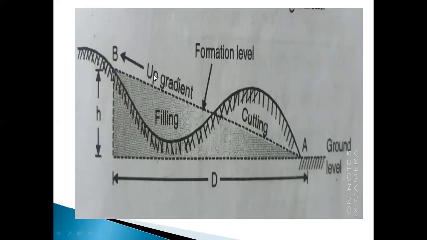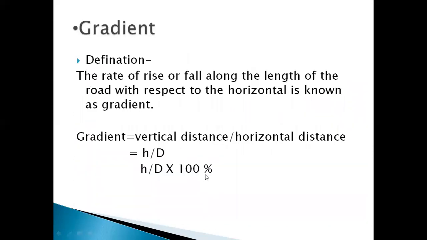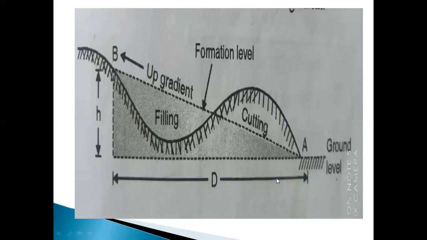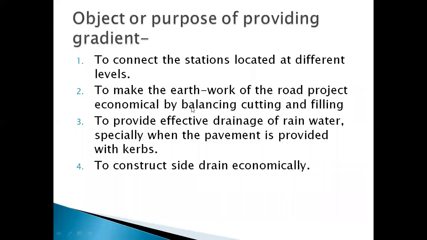Now see, this is the formation level of the road. See the cursor. This is the formation level of the road, and in this direction it is an up gradient of the road. This gradient is calculated by the vertical distance divided by this horizontal distance. It is the ground level. These ups and downs, or filling and cutting of roads, are the road gradients.